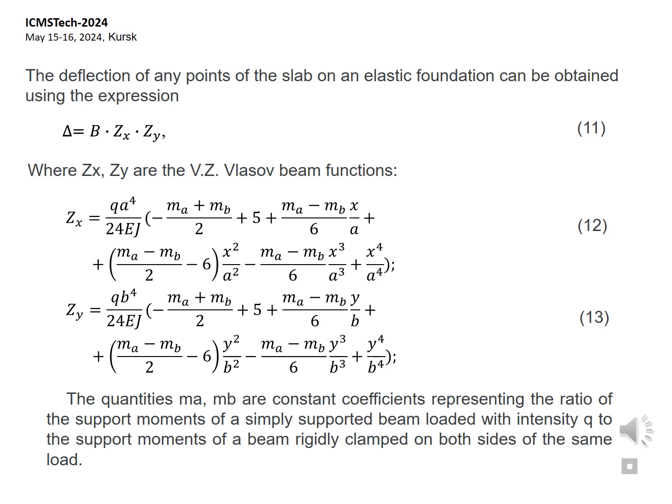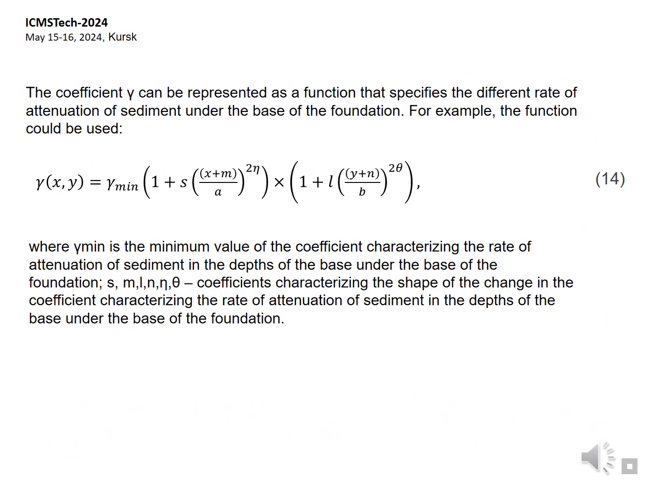The quantities Ma, Mb are constant coefficients representing the ratio of the support moments of a simply supported beam loaded with intensity Q to the support moments of a beam rigidly clamped on both sides under the same load. The coefficient gamma can be represented as a function that specifies the different rate of attenuation of sediment under the base of the foundation. For example, equation 14 could be used.